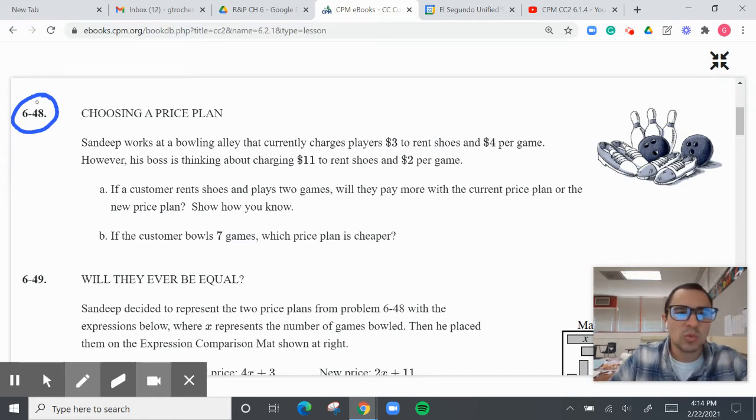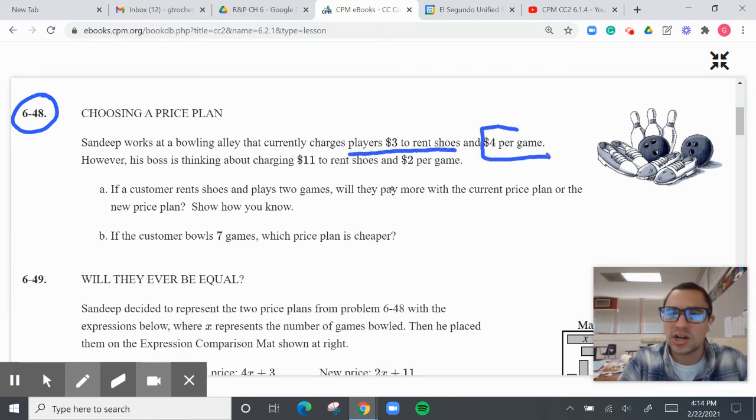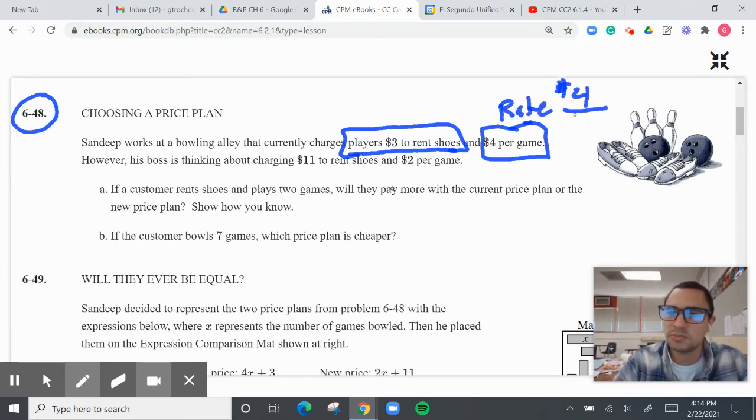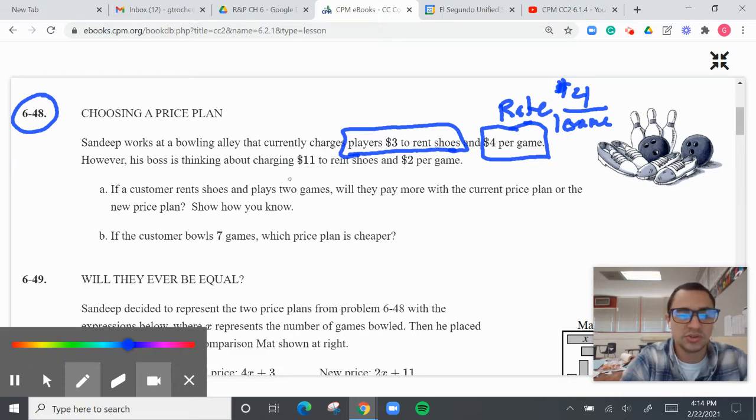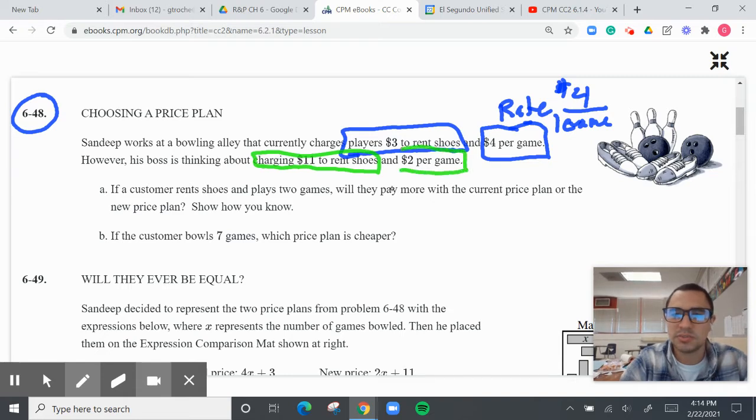So Sandeep works at a bowling alley, and currently charges players $3 to rent shoes and $4 per game. Now this right here is our rate, $4 per one game. That's a rate, a growth that we're going to be looking at. However, his boss is thinking about charging $11 to rent shoes and $2 per game.